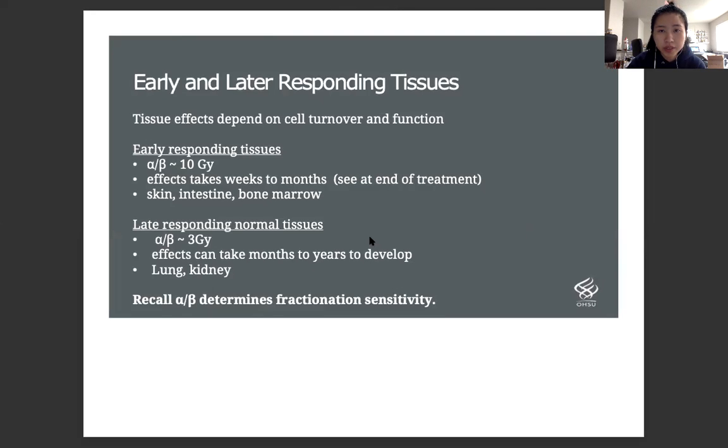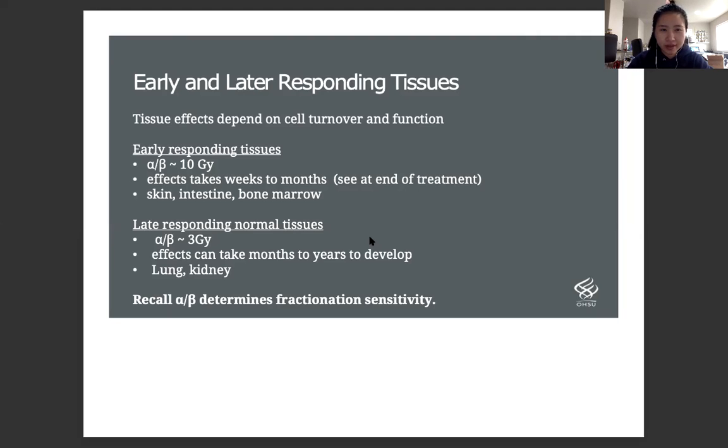Early and late responding tissues. Tissue effect depends on cell turnover and function. Early responding tissue and late responding tissue. I kind of put this slide into a doc, I'll show you later. The way I study is I divide the concept into parts and charts. I'm a chart guy. I love tables and charts. I just want to put everything into tables and charts. It just satisfies me if any wording document is put into tables and charts.